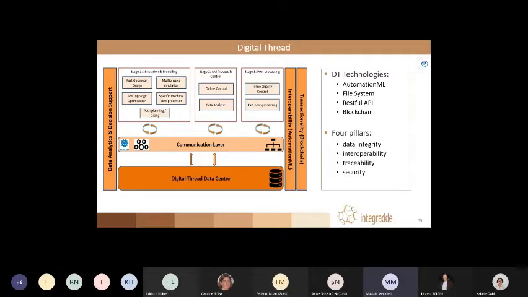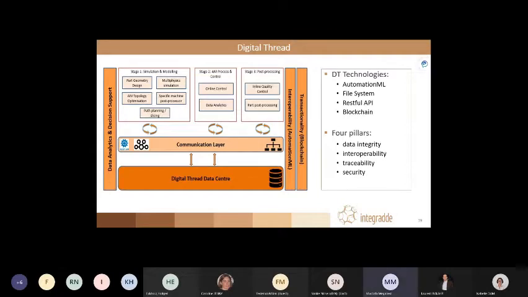So the technologies, the digital thread technologies applied are Automation ML, which is an Industry 4.0 standard. We use a RESTful API and blockchain to ensure the security of the exchange data. The pillars dictating how this is operating is data integrity. We have to make sure that the data is correctly gathered. It has to be interoperable, so we exchange it between the different entities and contributors to the system. It has to be traceable. This piece of information came from this machine or this step at that time with this material, and it has to be cyber secure.